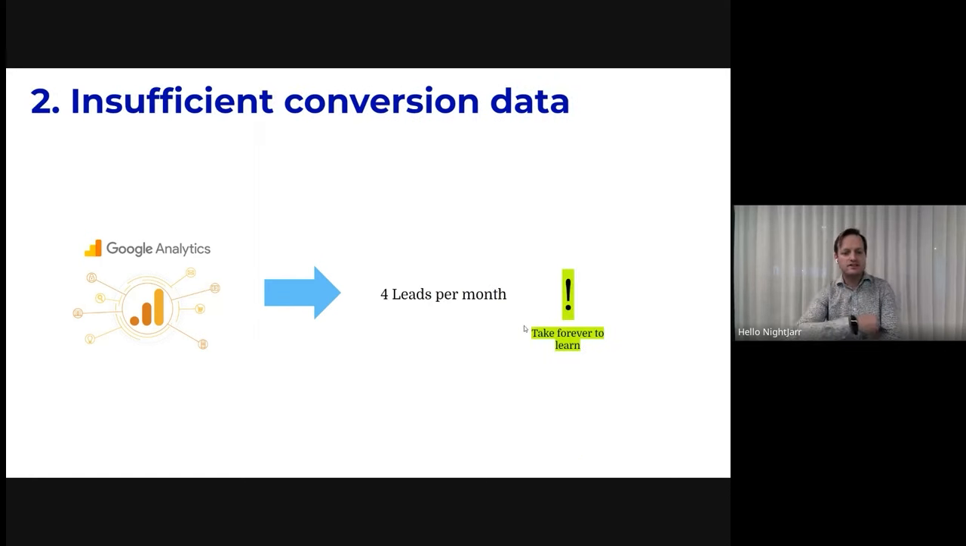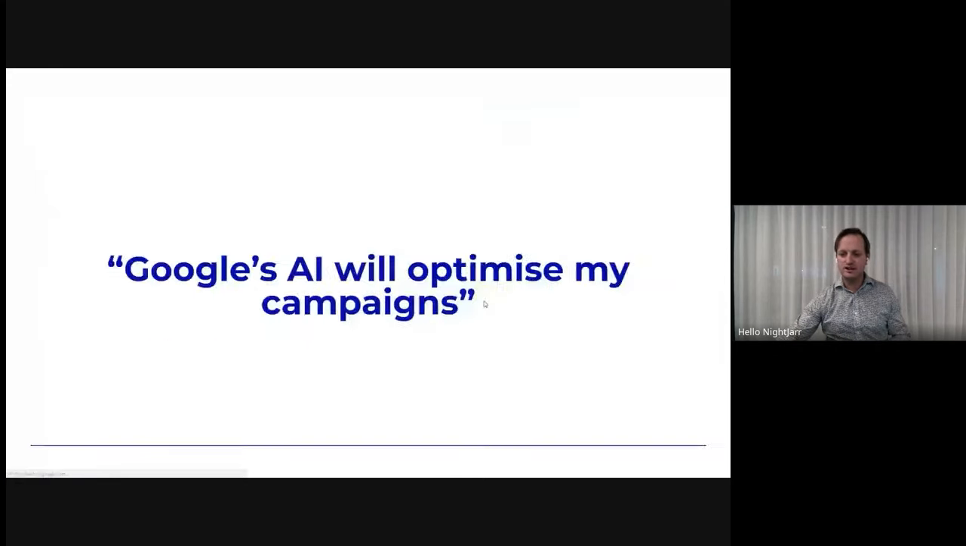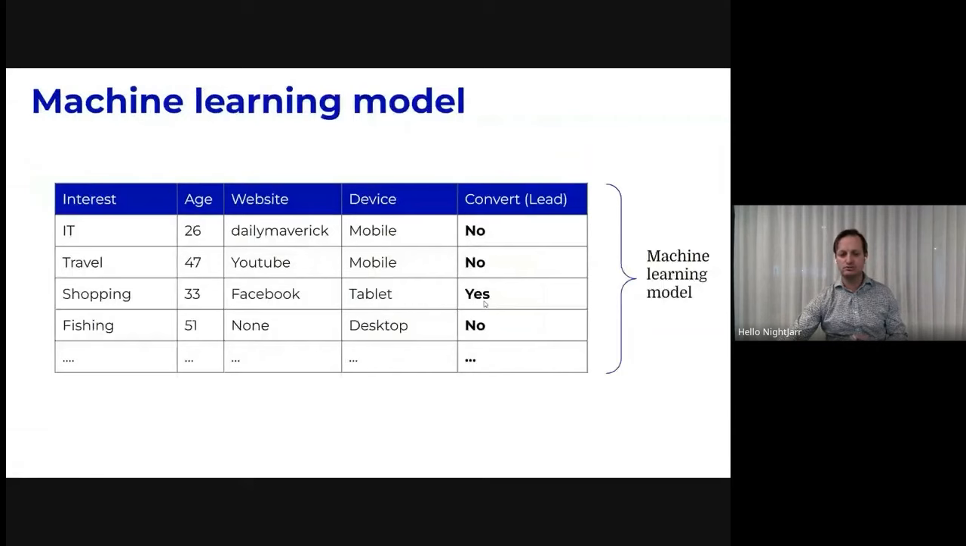The other thing that we've seen is insufficient conversion data. For example, we don't receive a lot of leads from the website. If you receive 4 leads per month from the website, it just does not have enough data to build this model. You need way more conversions to be able to build this. So the learning phase that the campaigns go into will run for months, because it is still trying to learn, but it doesn't have enough data to build that model.